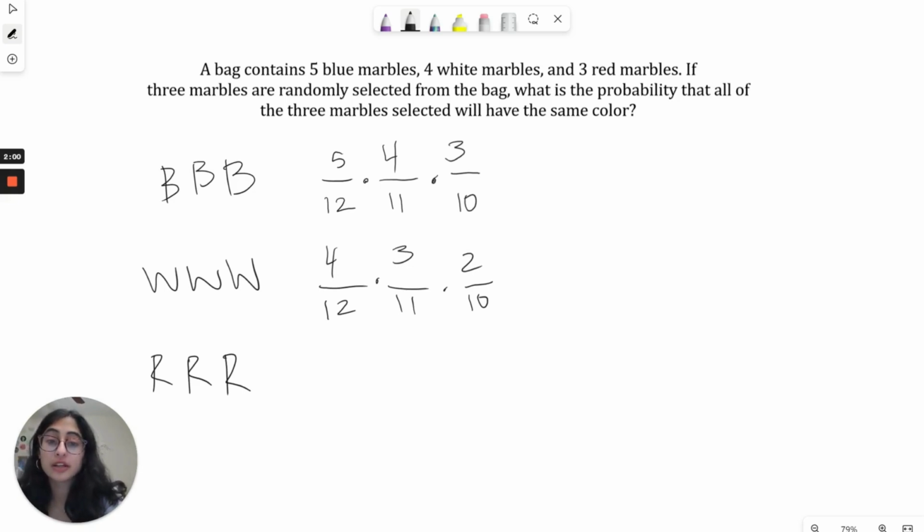Same logic for red. We start out with 3 out of the 12 marbles being red, and then we pick one. So 2 out of 11 in the bag end up being red, and then 1 out of 10 are red. So now we need to just add up all of these probabilities to find the probability that all of those 3 marbles selected will have the same color.